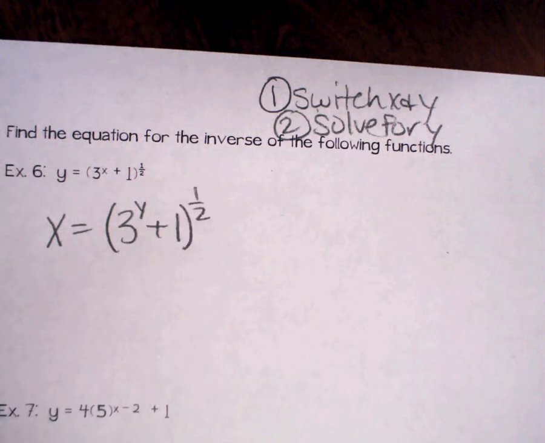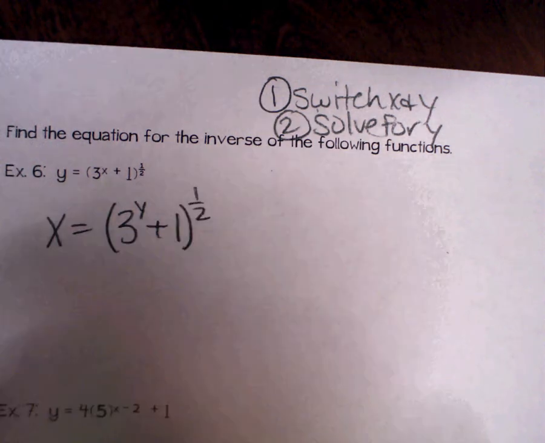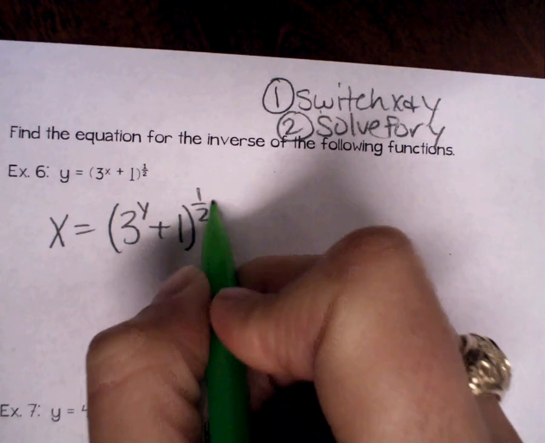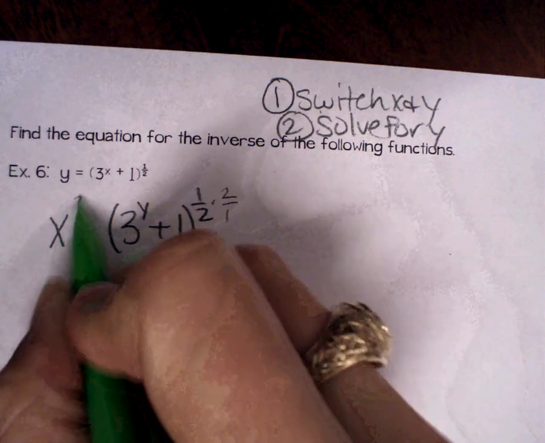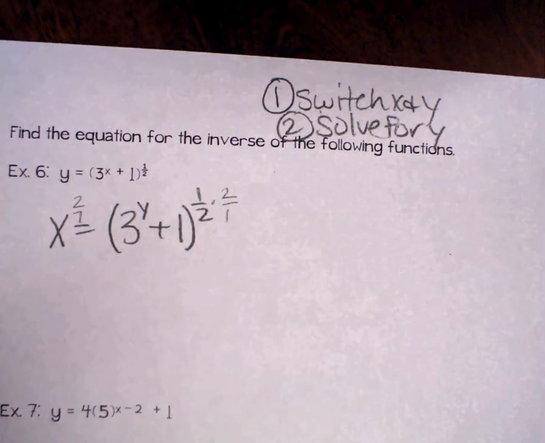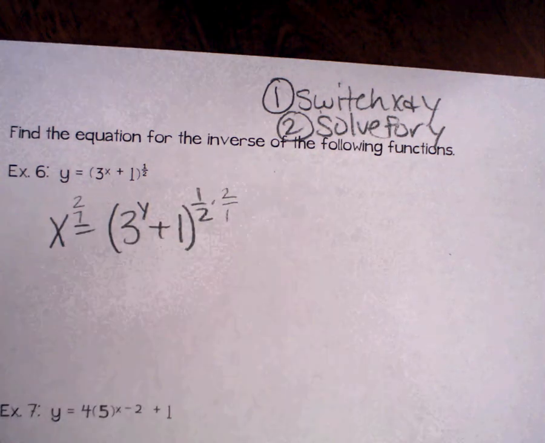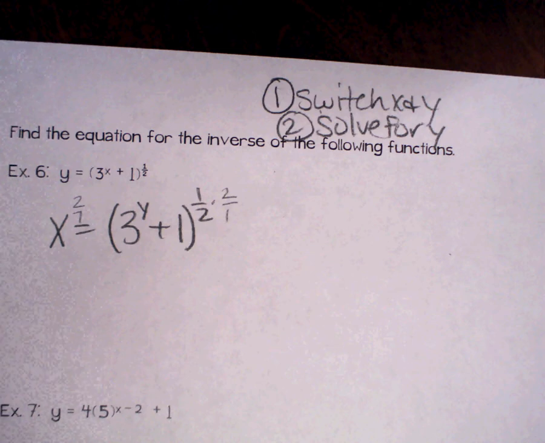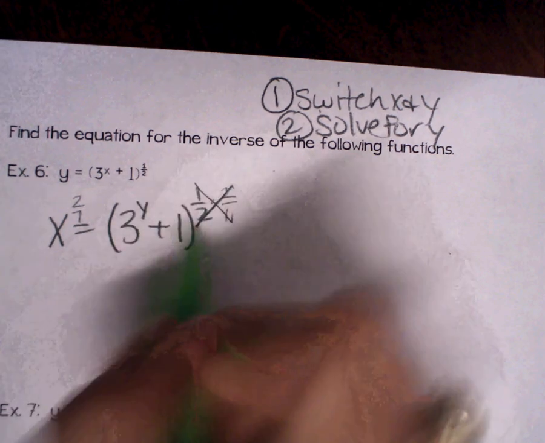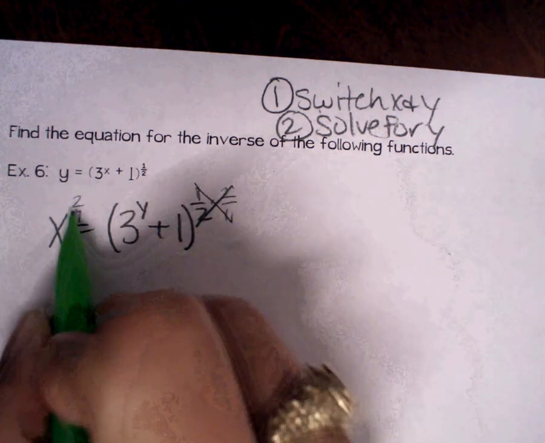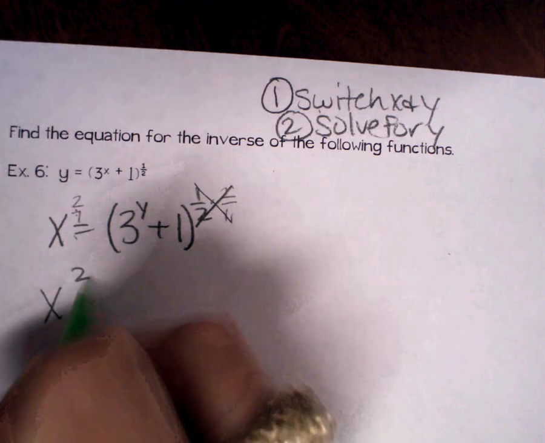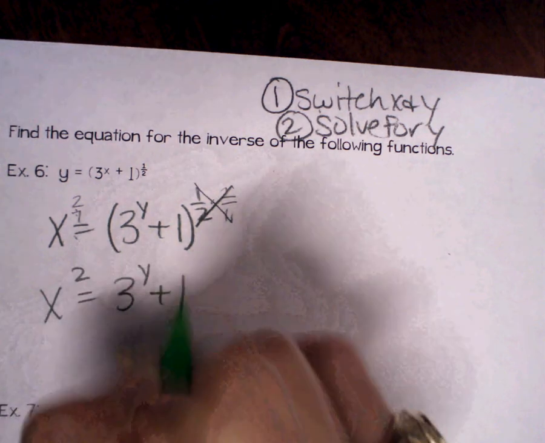So to get rid of it, this is using a lot of previous knowledge. So if you've learned it and stored it away, you might want to dig that out, or if you never learned it. So I flip that to the other side. So then it's x squared equals 3 to the y plus 1. So then I'll subtract 1. X squared minus 1 equals 3 to the y.